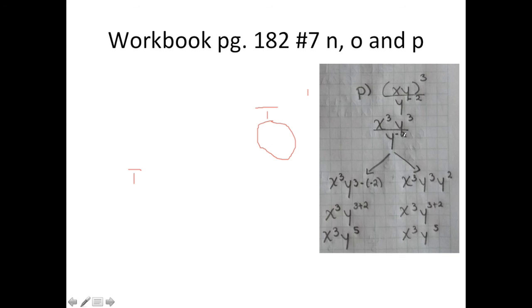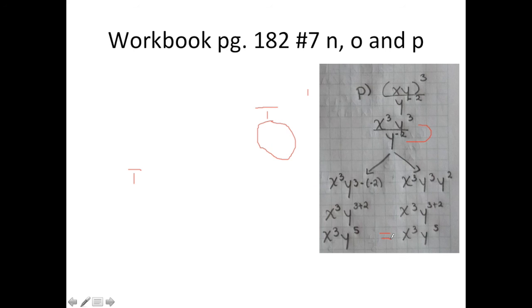If I do it the other way, guys, then this negative 2 makes the y come as a numerator. So it comes to the top. And so I would have x cubed times y squared. They're multiplying, and if they're multiplying, the exponents add together. And so I would end up with x cubed times y to the 5th. Notice, guys, that I get the exact same answer.